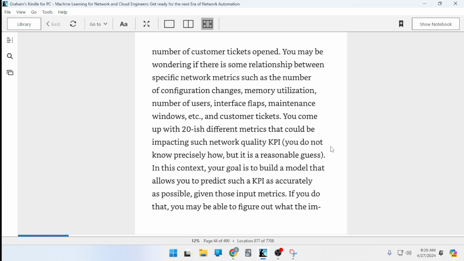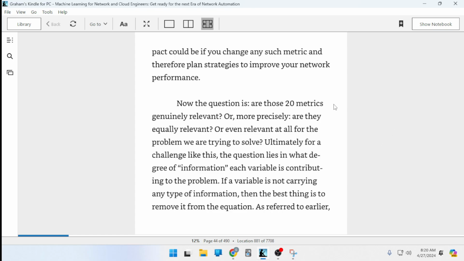In this context, your goal is to build a model that allows you to predict such a KPI as accurately as possible, given those input metrics. If you do that, you may be able to figure out what the impact could be if you change any such metric, and therefore plan strategies to improve your network performance.